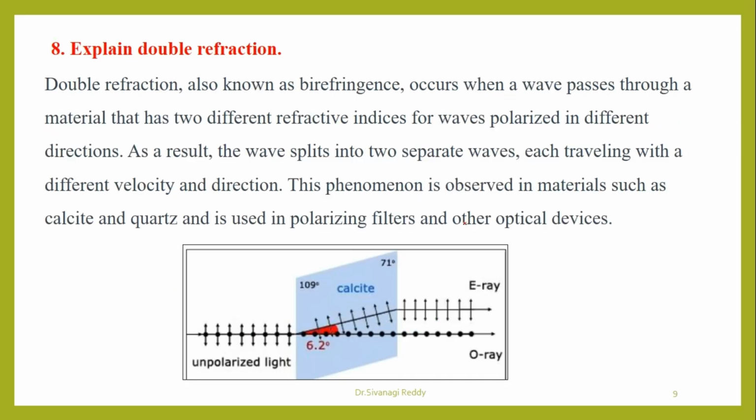Then what is double refraction? This is one of the important questions and is part of our Nicol prism topic also. This double refraction has another name, that's called birefringence. Whenever light rays pass through a material that has two different refractive indices for waves polarized in different directions, for example when unpolarized light passes through a calcite crystal, it will split into two parts, the extraordinary ray and the ordinary ray.